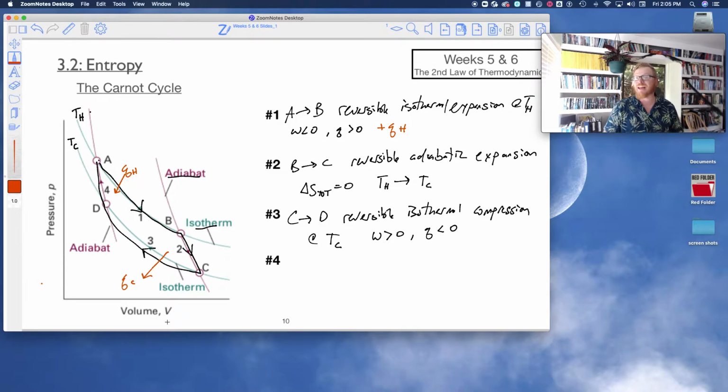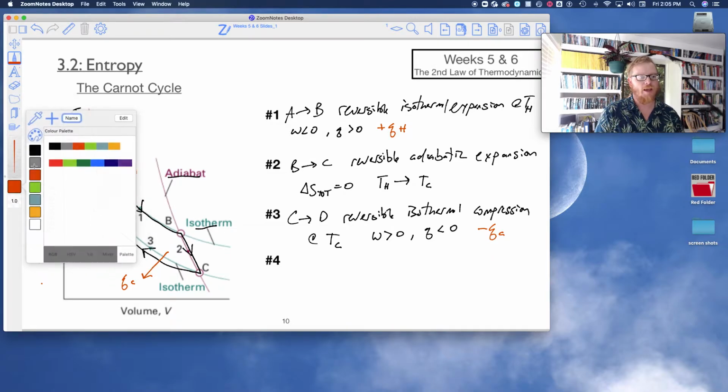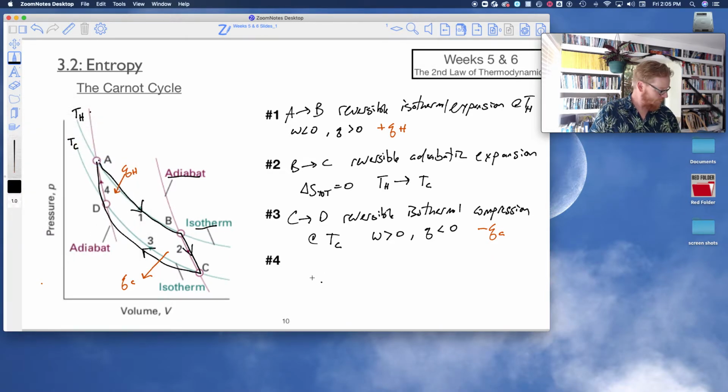So we now know that heat has to be leaving this system in order for the compression to happen isothermally. So I'll say now negative QC. Okay? And then finally, to go from D to A, this is still occurring at constant total entropy. All right? Just as a reminder. And we can see that it's being compressed along an adiabat.